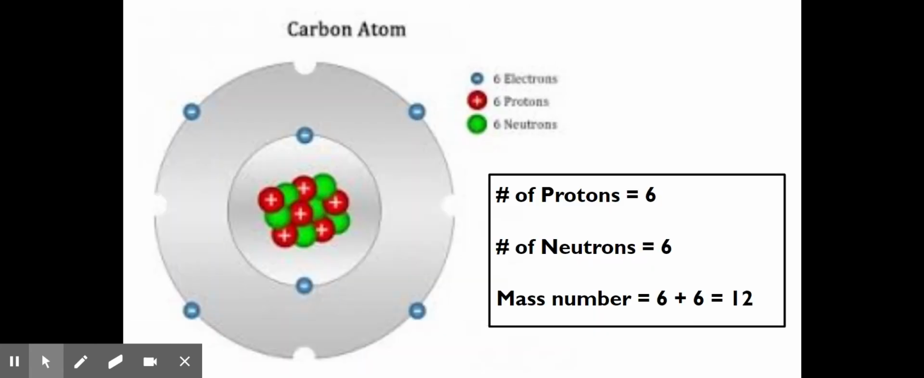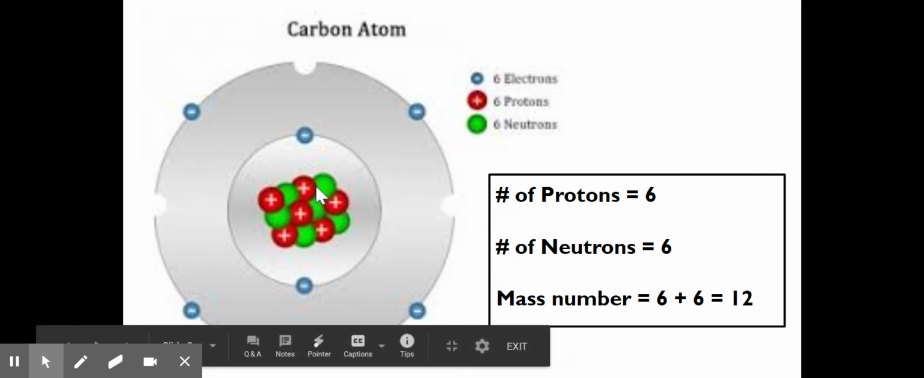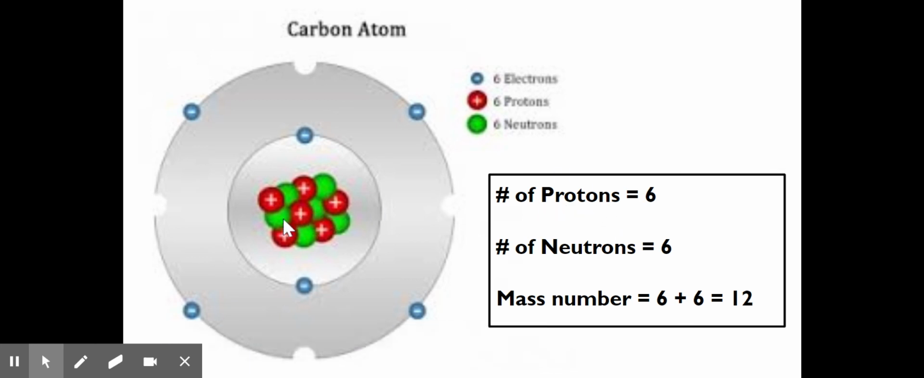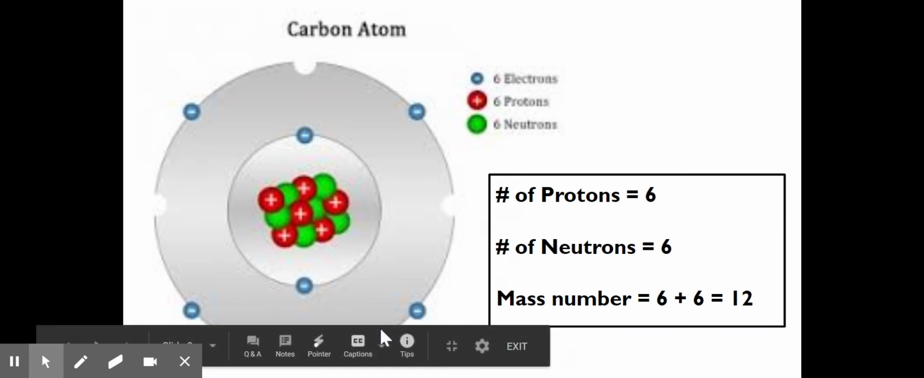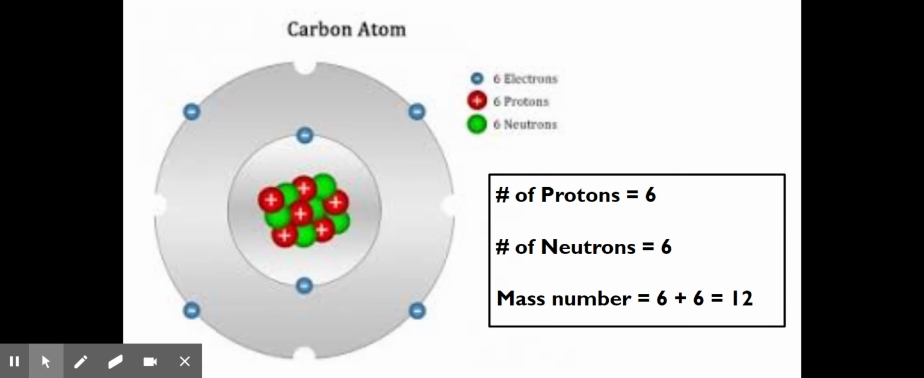Here's a typical carbon atom. If you count the red ones, it has 1, 2, 3, 4, 5, 6, so 6 protons. The green ones mean 6 neutrons, and the mass number is 6 plus 6, which gives us 12. So when we know the number of protons and the number of neutrons, we should be able to calculate the mass number. And when we know the mass number and either the proton or the neutron number, we should be able to calculate the other one.